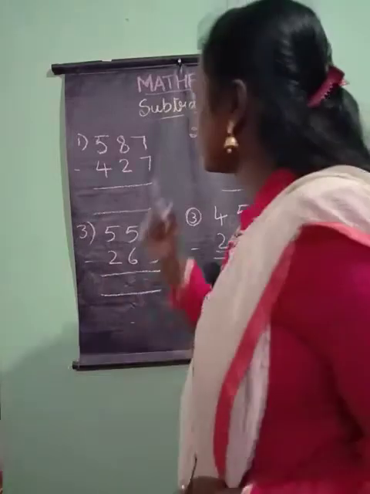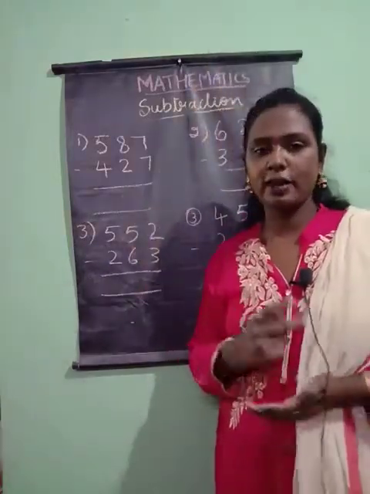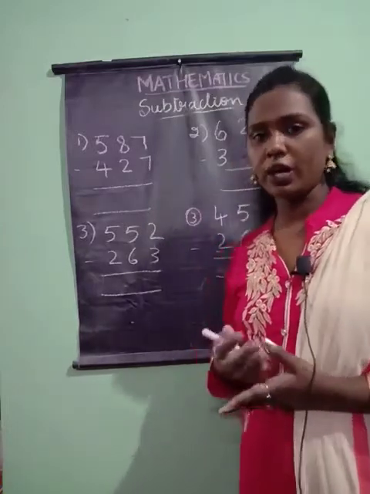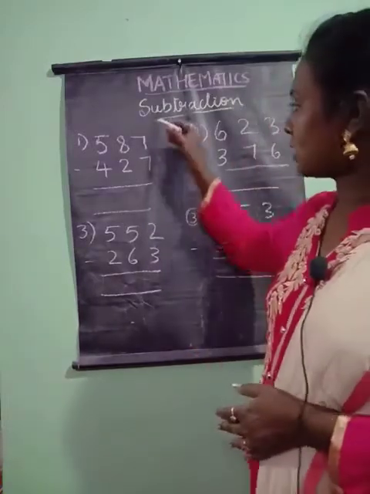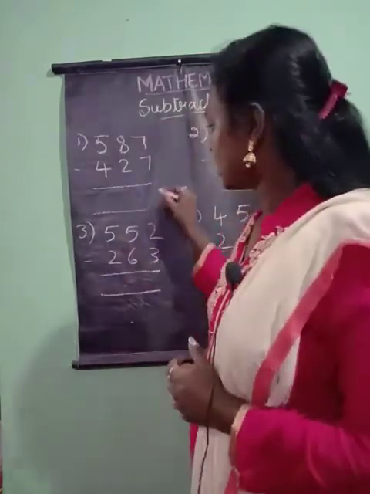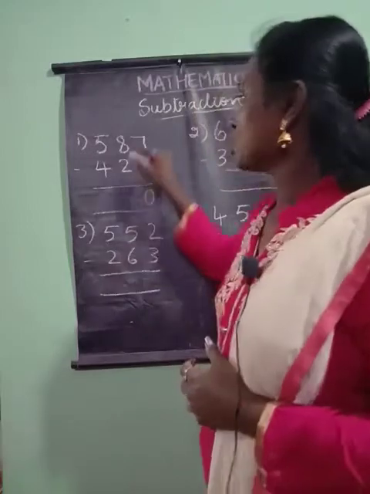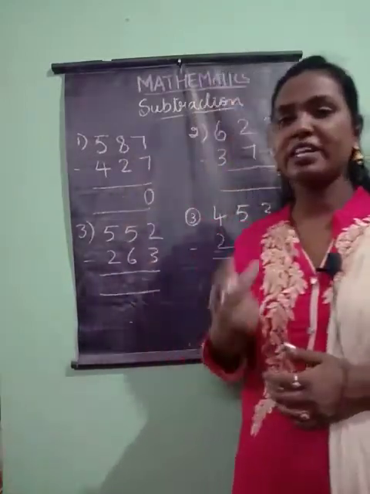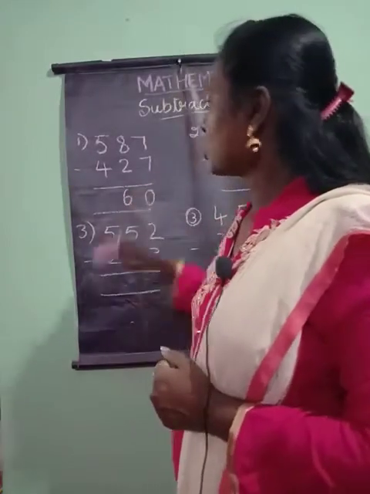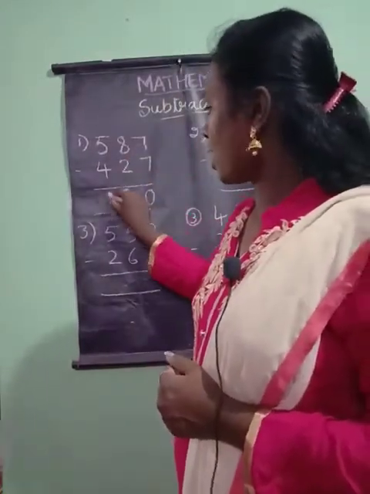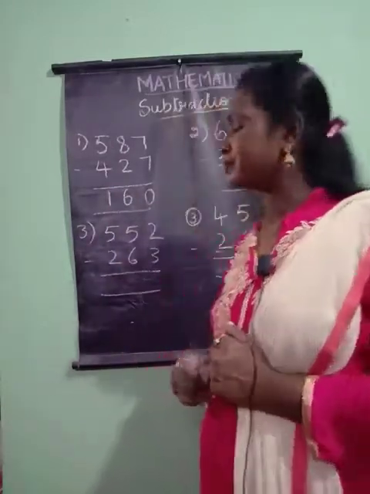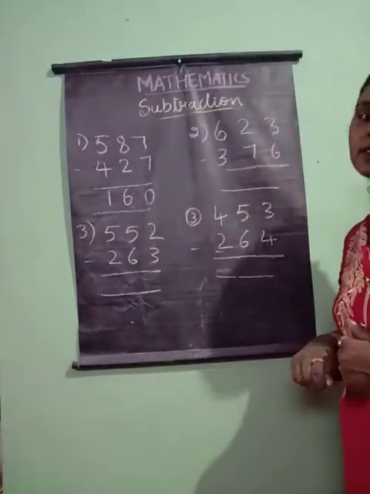So students, let us subtract the given 3-digit numbers. So we know how we have to subtract the numbers. Okay, let us now solve the numbers. So 7 minus 7, how much? It is 0. So from 8, if I subtract 2, how much will I get? I'll get 6. So 5 minus 4 is 1. So the answer is 160.